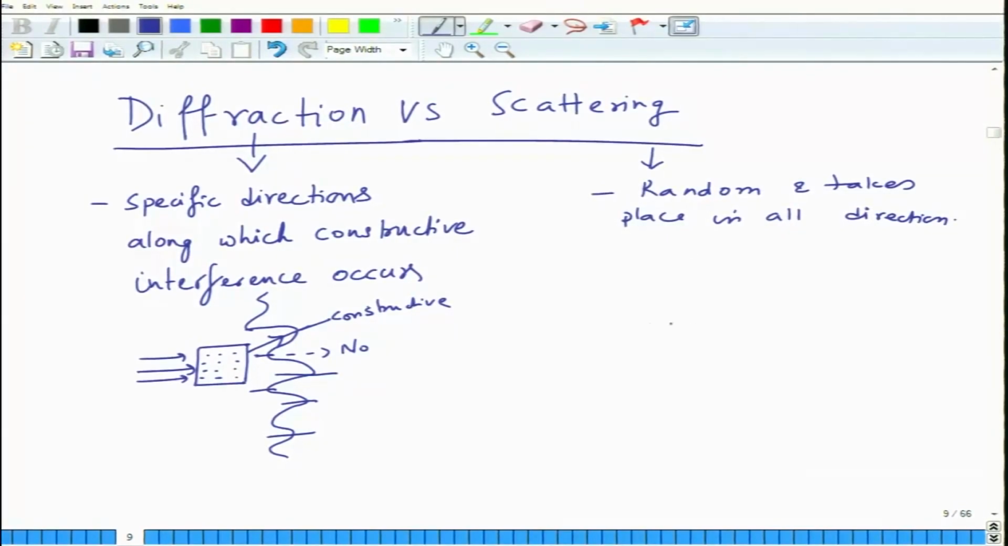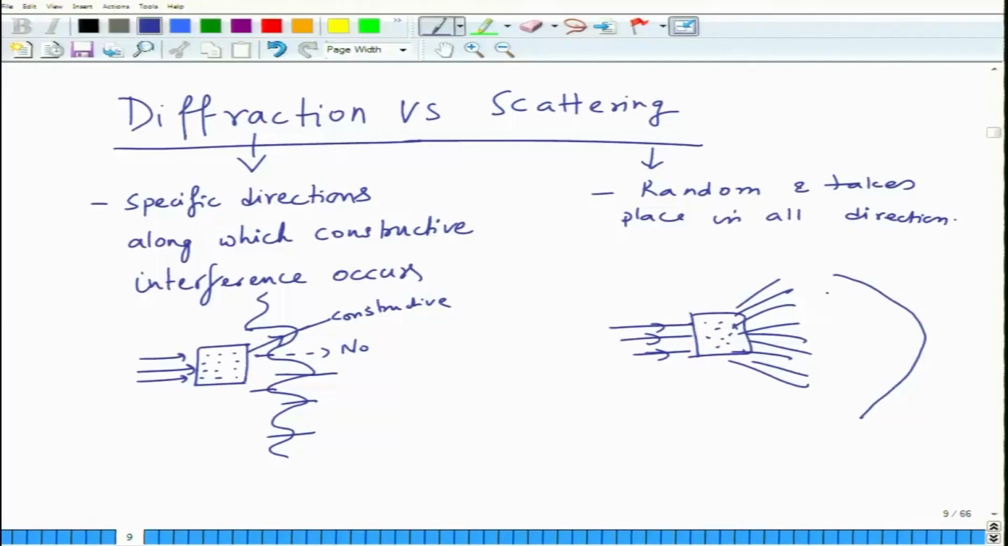Whereas, when radiation encounters an object which may be non-periodic, then you have scattering in all the directions, and a very weak effect is observed, okay. So you will have a sort of broad hump as a function of spacing or angle. You will not have a particular constructive or destructive interference.